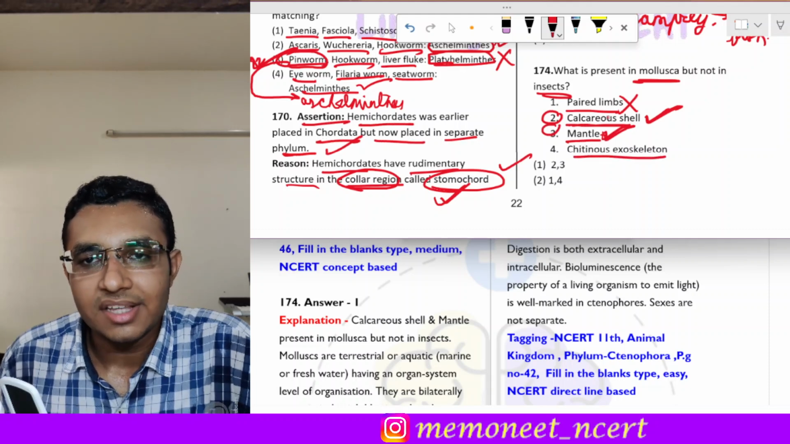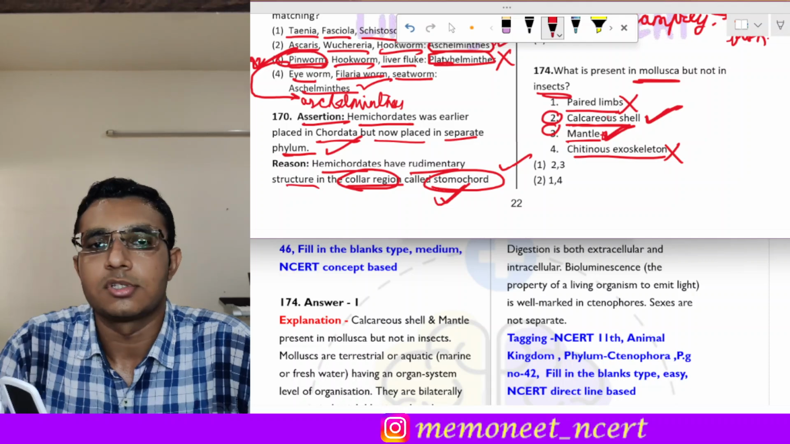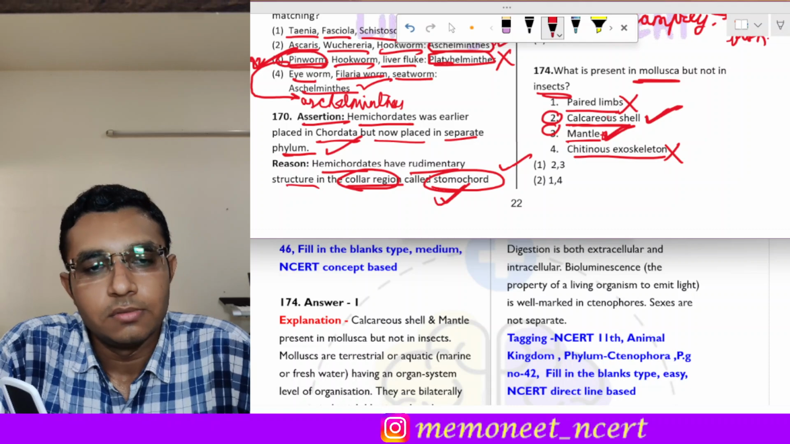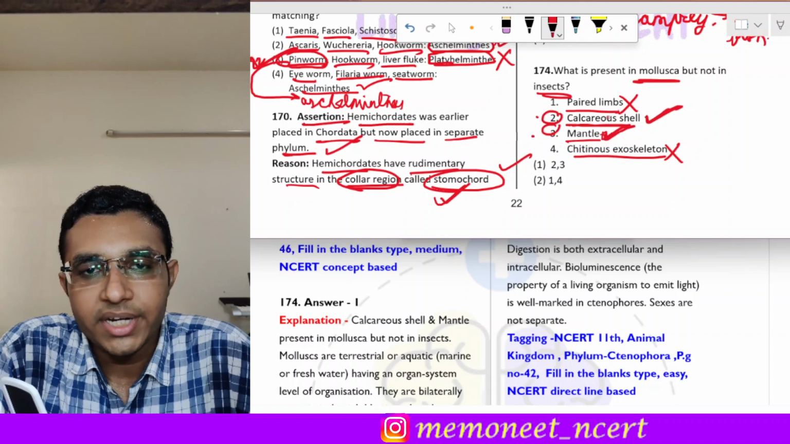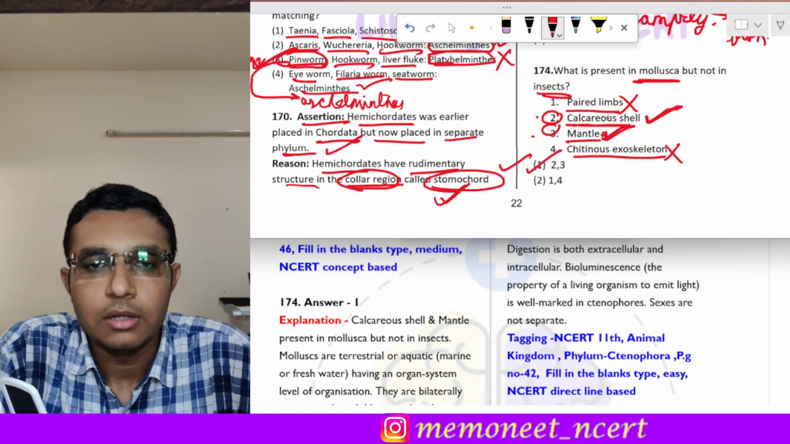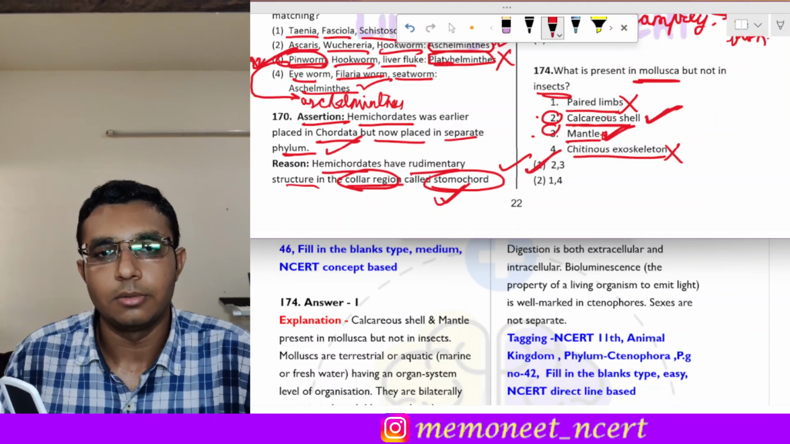Now chitinous exoskeleton is not present in mollusk, but it is present in insects. So the fourth will be incorrect. So which is the correct option showing that 2 and 3 are present in mollusk but not in insect? It is option 1. So the correct answer of this question is option 1.